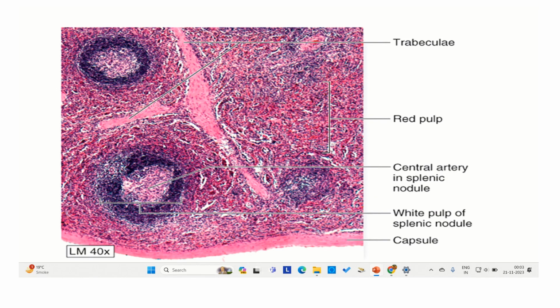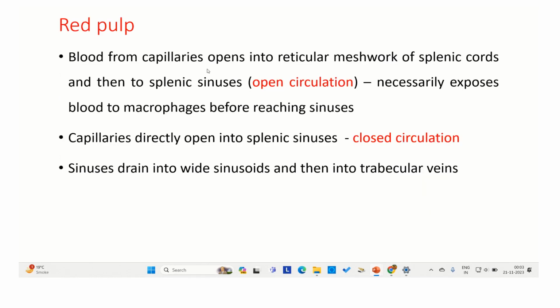You can again see here the trabeculae, the white pulp where you are seeing the splenic nodule, and this entire thing is the red pulp. Blood from capillaries opens into the reticular meshwork of splenic cords. Then it goes into splenic sinuses. This is open circulation. First, it opens into the reticular meshwork where the blood is directly exposed to macrophages. So this necessarily exposes the blood to macrophages before reaching sinuses. Whereas when capillaries directly open into splenic sinuses, it is called closed circulation. See the difference. Ultimately, capillaries open into splenic sinuses both in open and in closed circulation. But in open circulation, before reaching splenic sinuses, the blood is poured into the reticular meshwork of splenic cords.